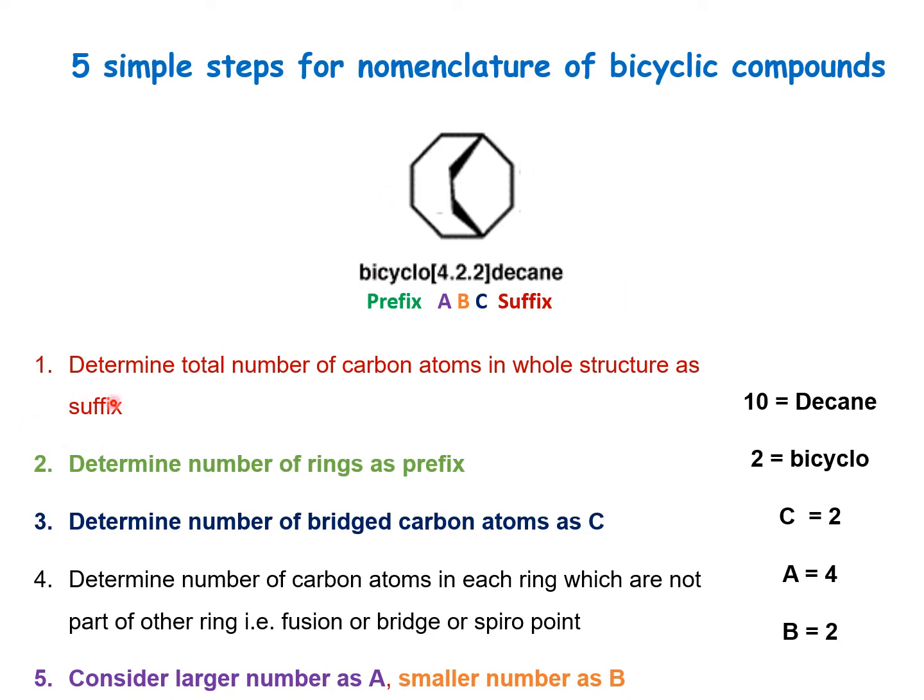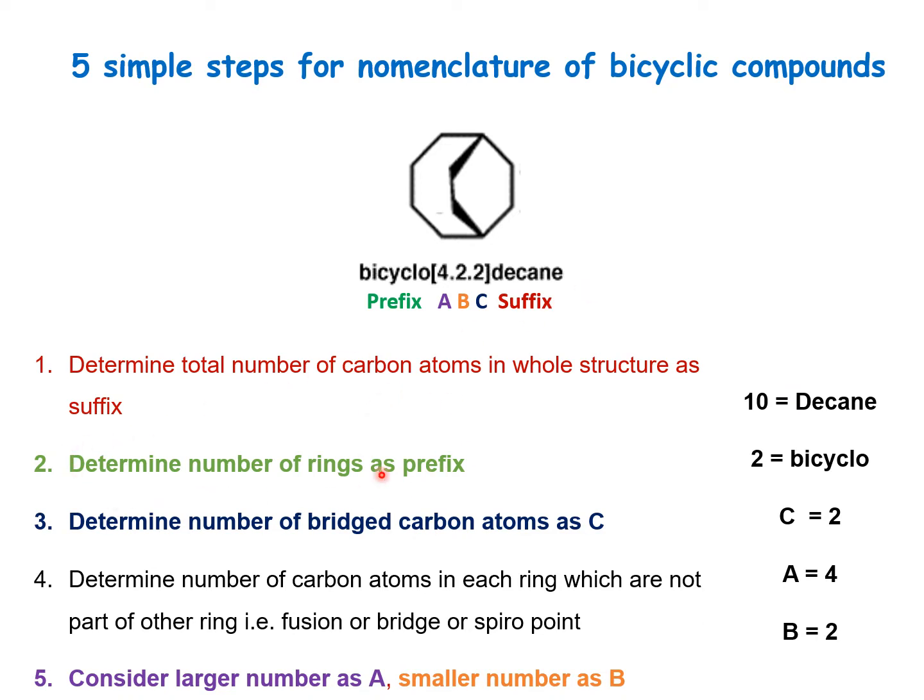In the first step, you need to decide what is the suffix. The suffix is decided by the total number of carbon atoms present in this structure. So you need to literally count them. Let's start from here. It is 1, 2, 3, 4, 5, 6, 7, 8. Then bridge 9 and 10. So it is decane. Suffix is simply decane.